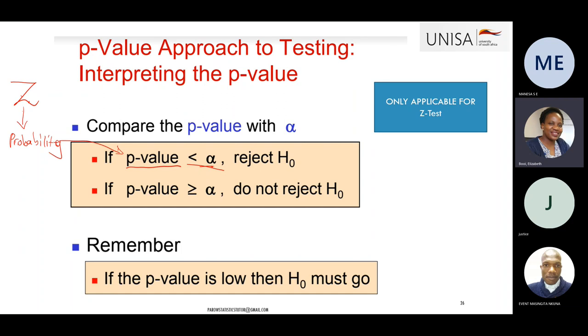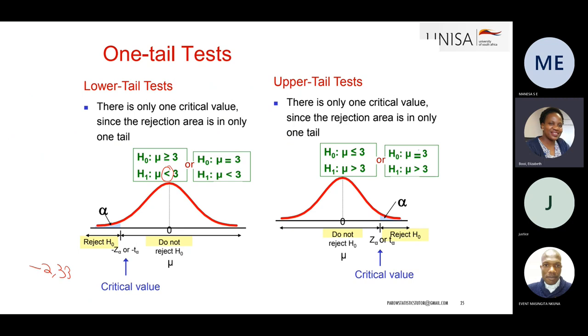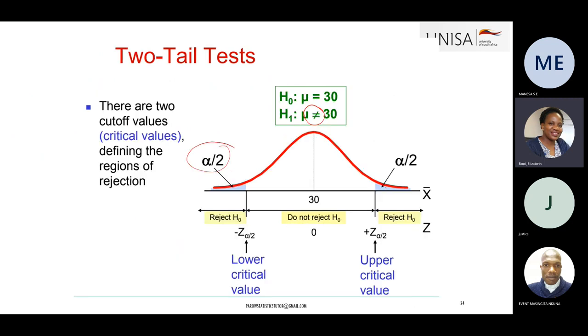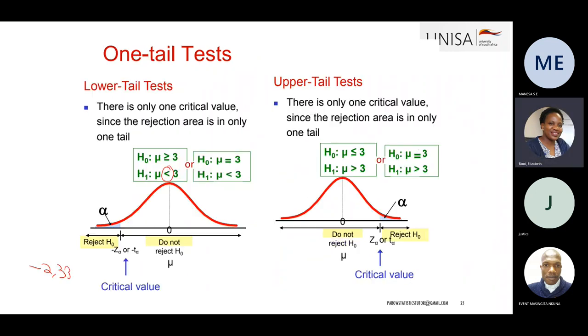Now, I need to go back one more slide because I didn't explain something clearly. Remember, I only explained it here where I said if it's a two-tailed test, we divide alpha by 2, right? If it's one tail, we do not divide alpha by 2. Whether it's less than or greater than, we're going to find the critical value by just using alpha. Okay.